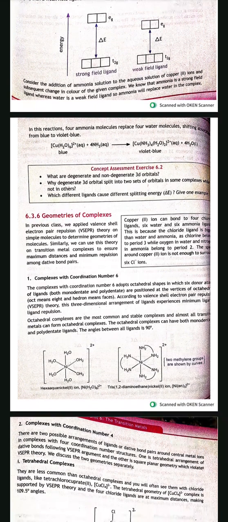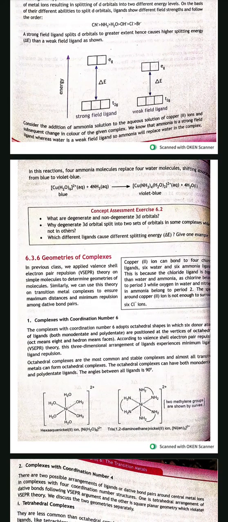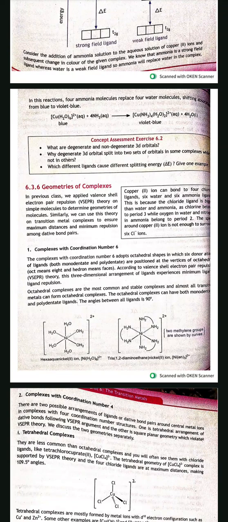So when there is a strong field ligand, the splitting is very high, as we can see in this figure. In this strong field ligand, we have the greater gap between the t2g and eg, and for the weak field ligand, there is less gap between the t2g and eg. Consider the addition of ammonia solution to the aqueous solution of copper ions and a subsequent change in color of the given complex. We know that ammonia is a strong field ligand, whereas water is a weak field ligand.